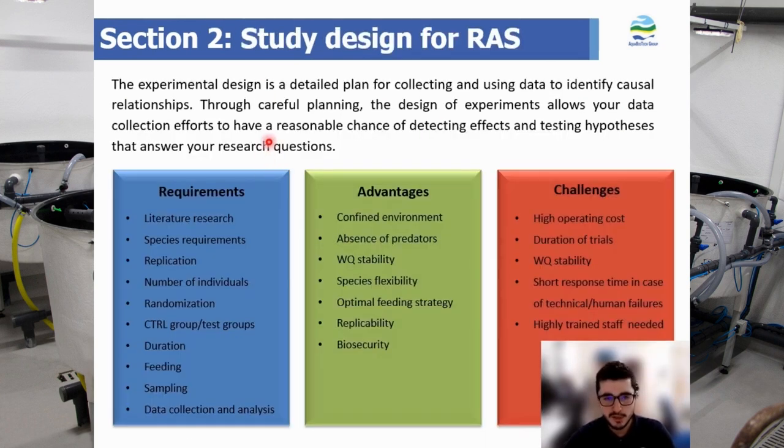Regardless of the type of study, some requirements are of paramount importance in a study plan. The experimental design is a detailed plan for collecting and using data to identify causal relationships. Through careful planning, the design of an experiment allows your data collection to have a reasonable chance of detecting the true effect and testing hypotheses that answer your research questions.